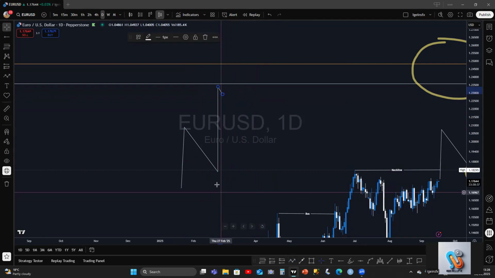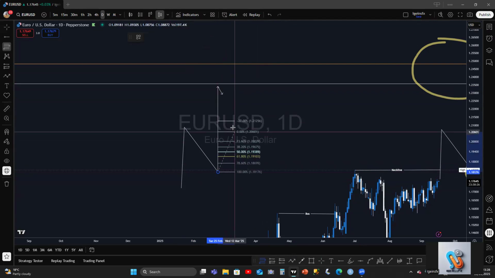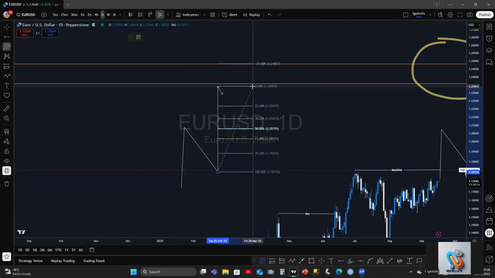All you need to do, this is point A and this is point B. The lower swing, the higher swing. This is the range. Bring out your fib tool, mark it from the downside, put it at the top, this reversal point.